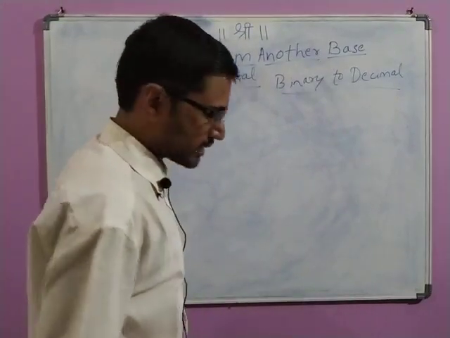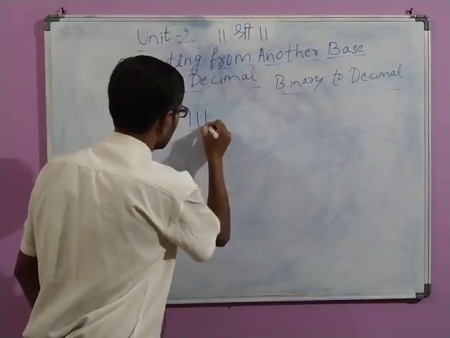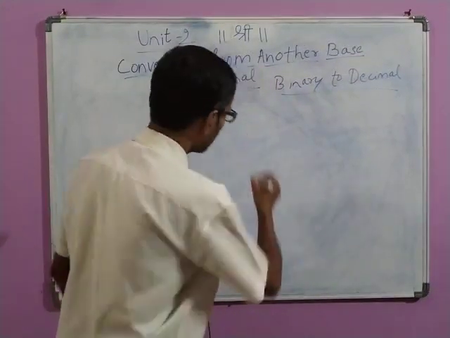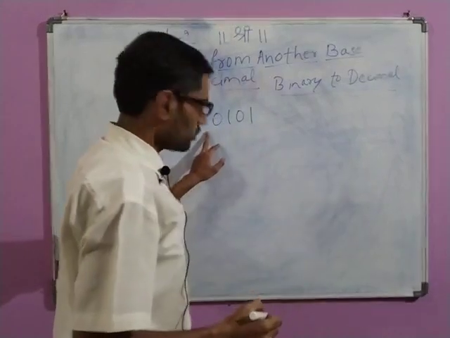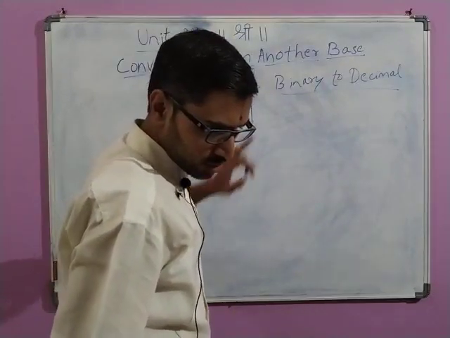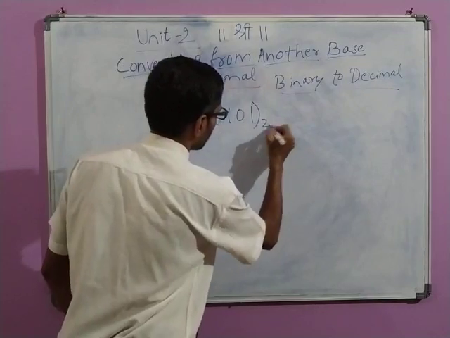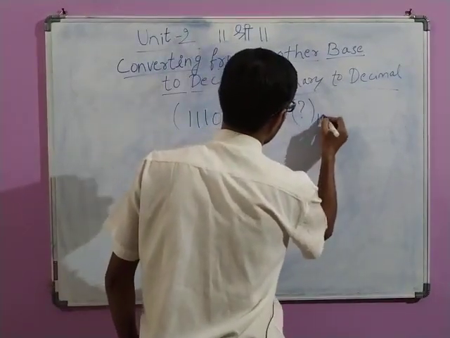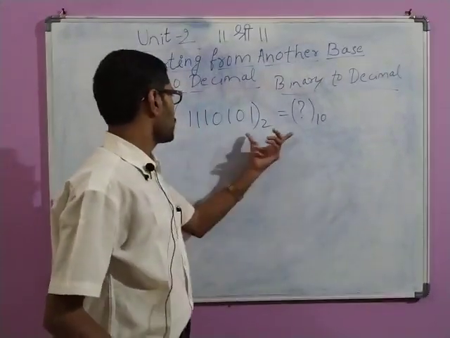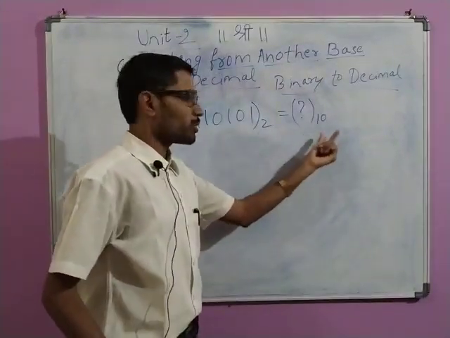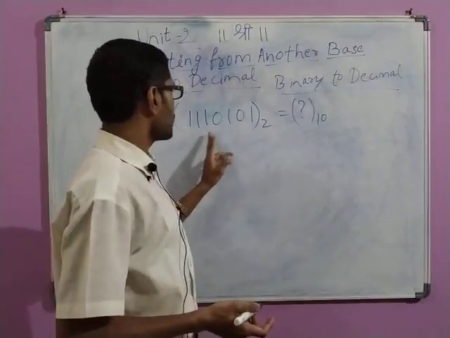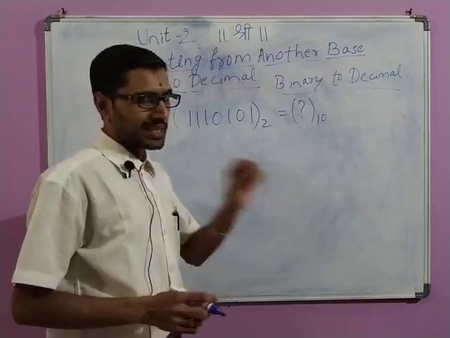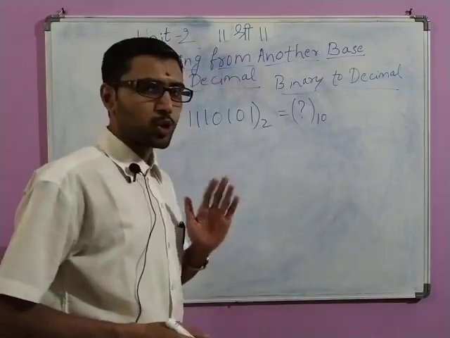Let me take a bigger example. 1110101 to the base 2, question mark to the base 10. Either they may give it directly like this, question mark to the base 10, or they may say convert this to decimal. They can also give it orally in a sentence. So the procedure is going to remain the same.